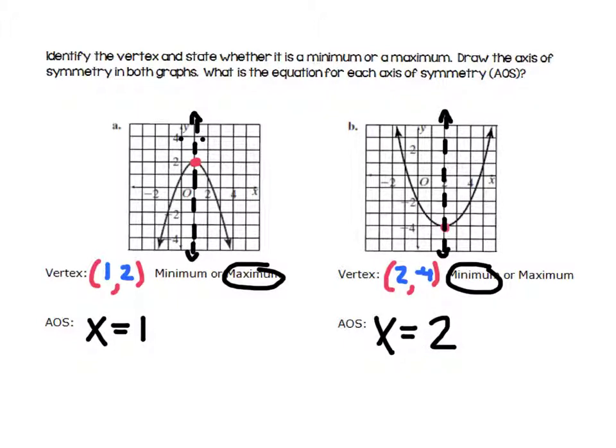One thing I want you guys to recognize is that your AOS line always goes through your vertex. It always goes through your vertex. So that's why we have x equals 1. You see the connection? That's why this one is x equals 2. So that's a helpful hint when you have to write your AOS.